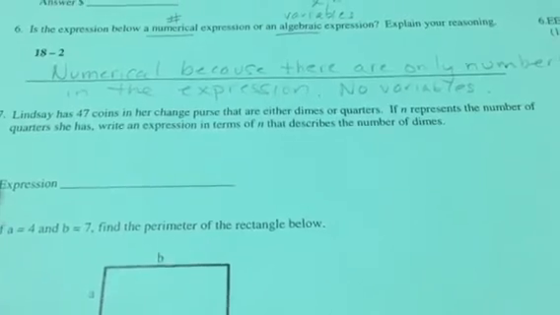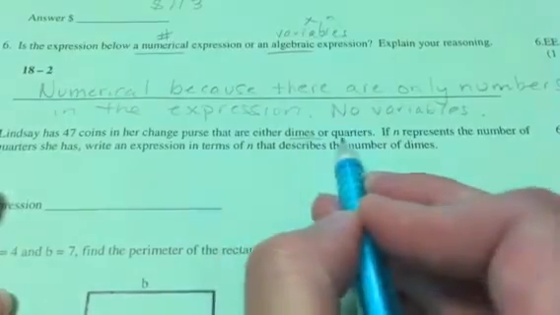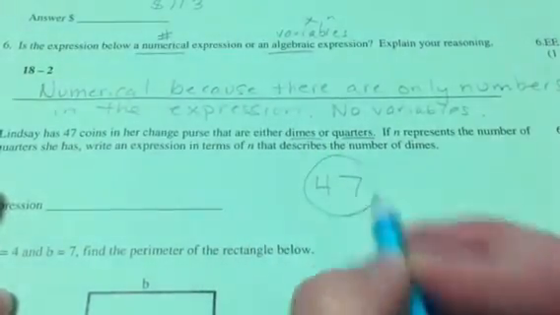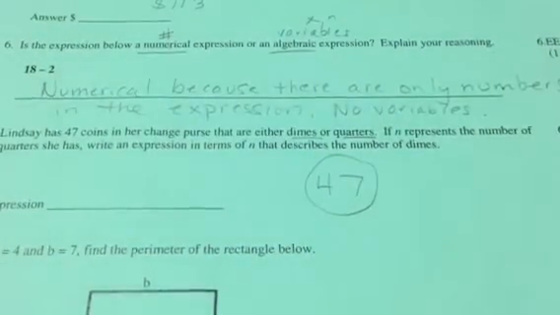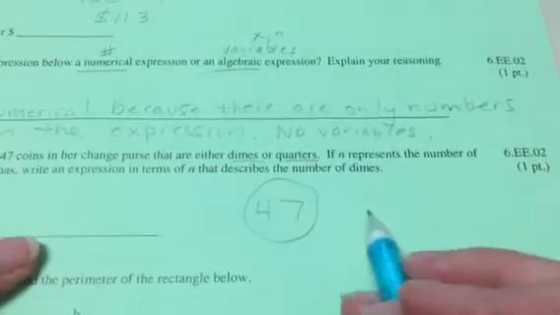Lindsay has 47 coins in her change purse. They're either dimes or quarters, so there's 47 altogether. If n represents the number of quarters, write an expression in terms of n that describes the number of dimes.